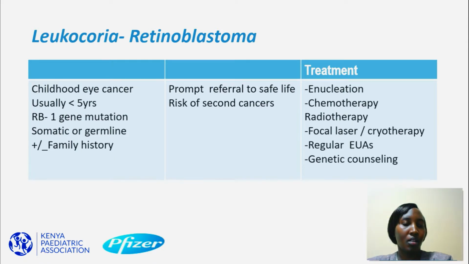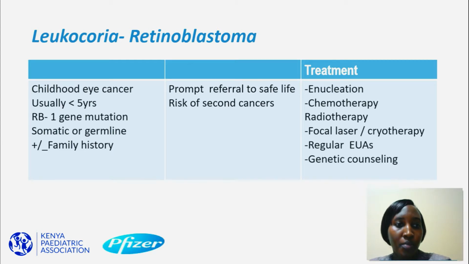The next very important cause of leukocoria is retinoblastoma, and this is a cancer of the eye that affects children. Most of the time the children are less than 5 years, but we've had cases even teens have presented with retinoblastoma, and it results from the mutation of the RB1 gene, which is a tumor suppressor gene, and the mutation can either be somatic, meaning only occurring in the eye, or it can be germline. That means it's present in all the body cells.